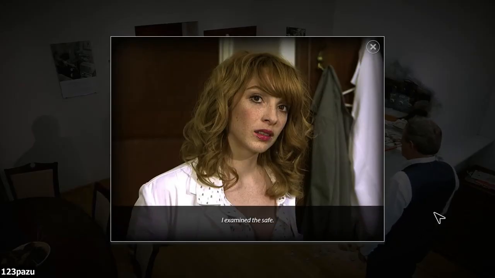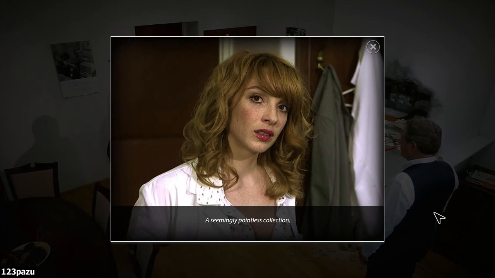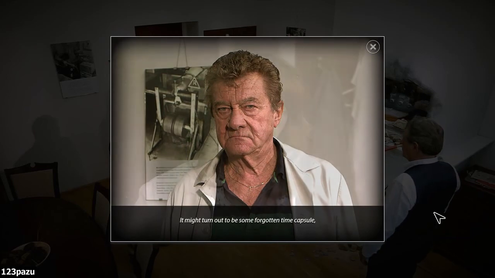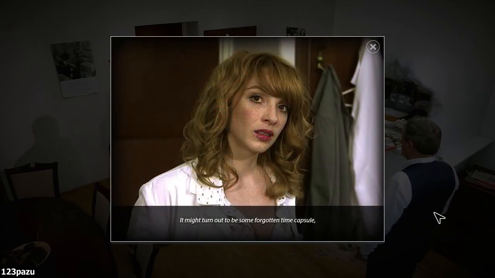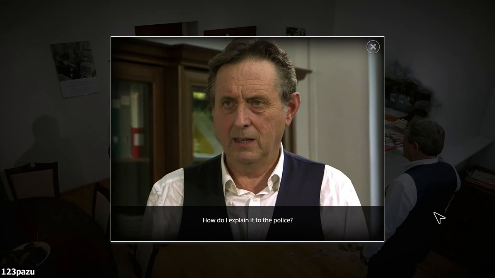I examined the safe. It's locked and practically intact. It's got a rare type of combination lock, but what's more peculiar is that little chest in front of the safe's door. It contains various tiny objects in compartments. A seemingly pointless collection, lacking any logic. Small bottles, pieces of bones, a coin, some notes. I suggest you all have a good look at it. It might turn out to be some forgotten time capsule, left behind by someone we ought to find out. But how can we do it without spoiling the traces? How do I explain it to the police?